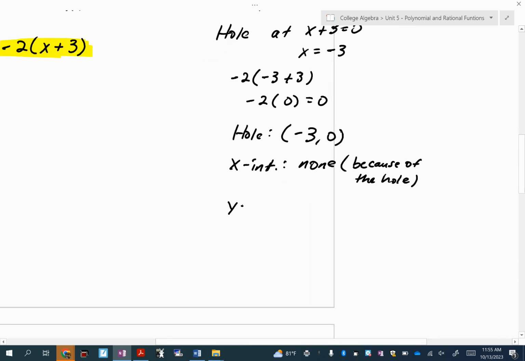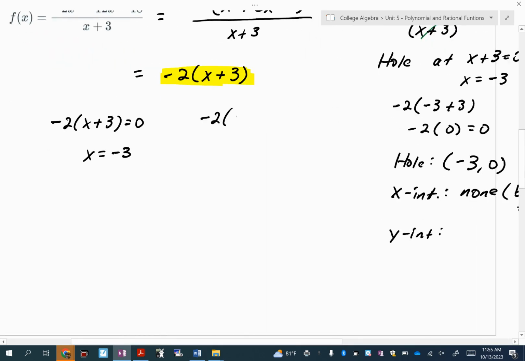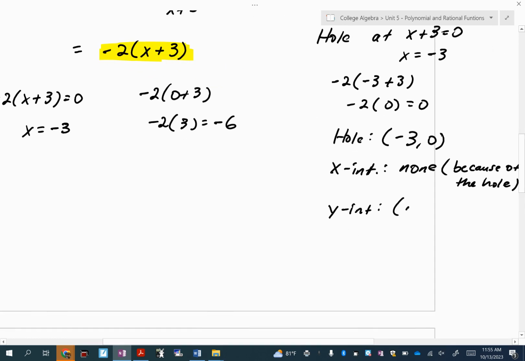Okay, let's do the y-intercept and plug in 0 for x. That's going to be negative 2 times 3, which is negative 6. So my y-intercept is 0, negative 6.